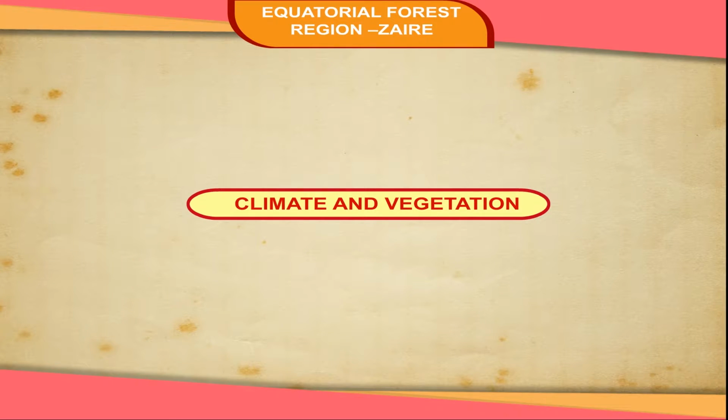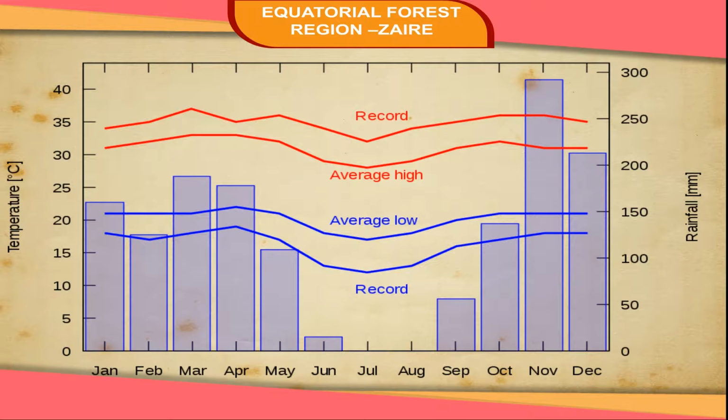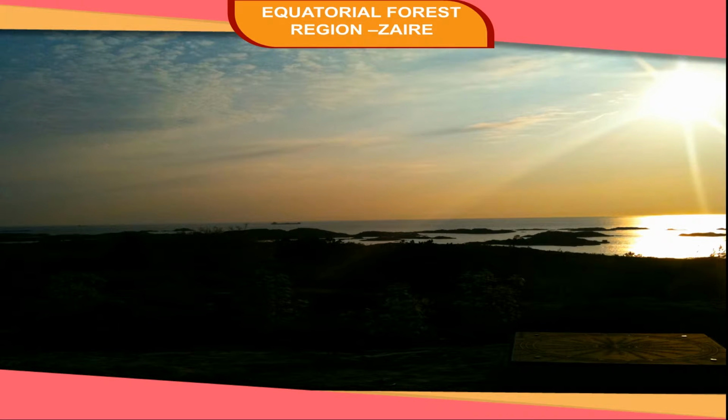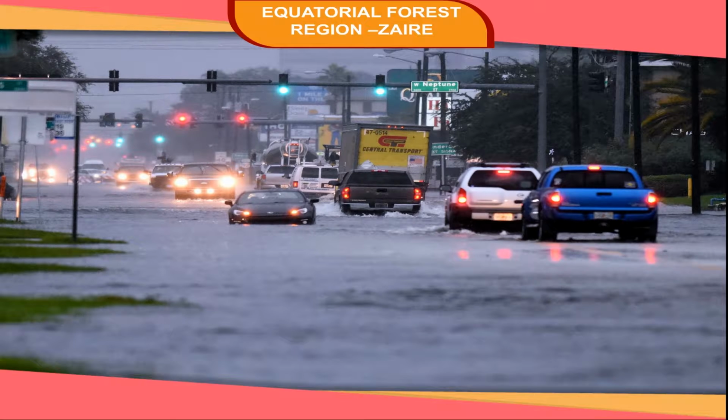Climate and vegetation. The climate of Zaire is very hot and wet. Temperatures are high throughout the year. Temperatures are higher in February. The air is always humid. Mornings are very sunny. At noon, heat is intolerable. Frequent heavy rains in the afternoon cause cool evenings and nights.